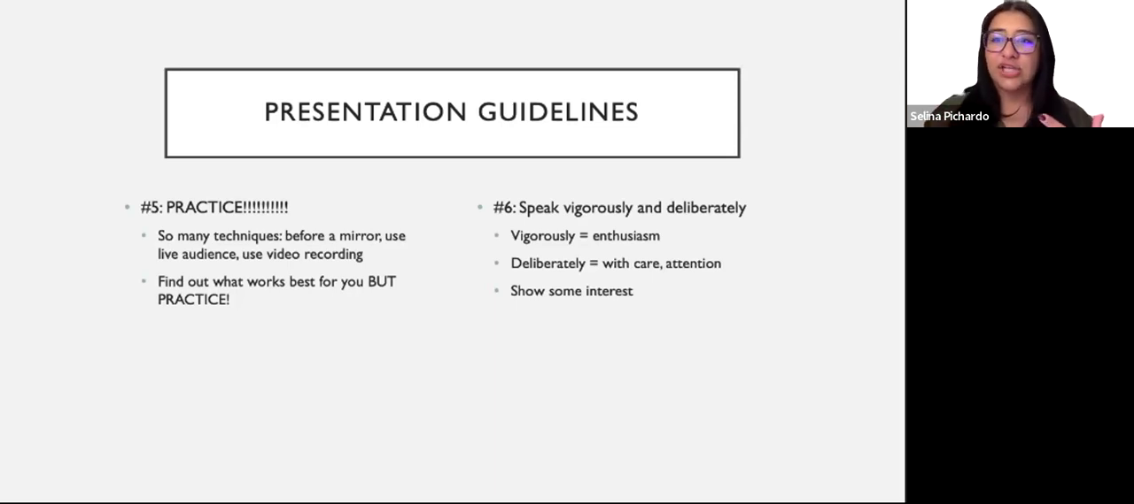Show that you are engaged with the material. Show that you are interested and excited to talk about this topic to other people. That's how you draw in people when you're giving a presentation or even with public speaking in general. You want to show some interest because you want people to be interested, but no one's going to be interested in your topic if you are very monotone. No one is going to want to pay attention to that, and you're going to lose people like that. So practice, and speak with enthusiasm and be deliberate.